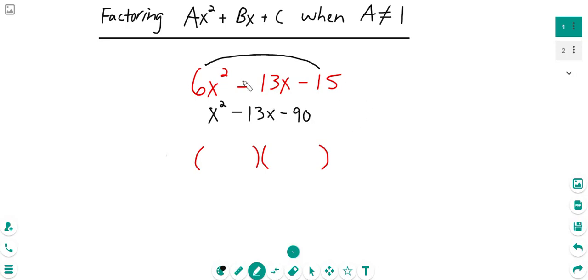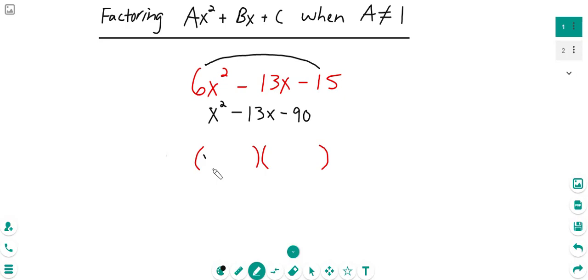Now please be aware, these two expressions do not equal each other, so don't put an equal sign in between them. If you do that on a test, the teacher's not going to like it. Now all we have to do is factor this expression into our two sets of parentheses. Much easier than trying to factor this expression.